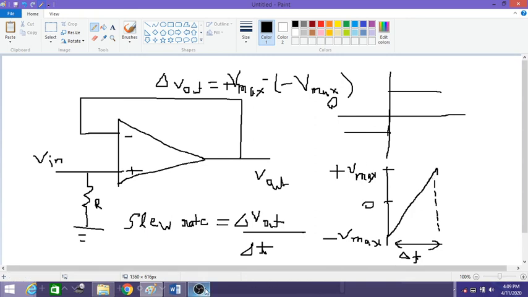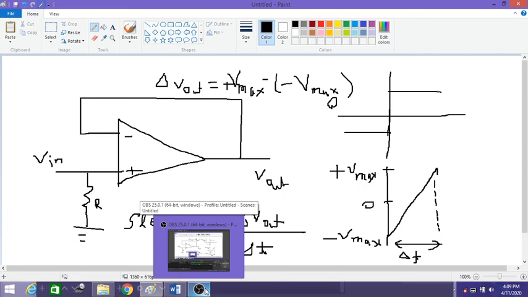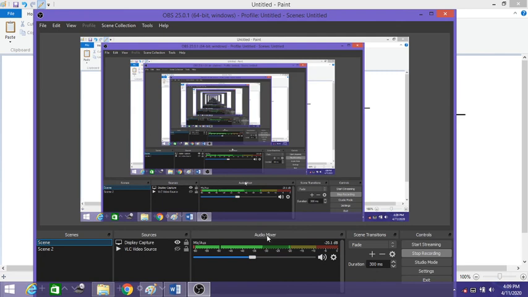Okay, so we are left with the remaining ideal characteristics of the op-amp. We will discuss this in the next tutorial, because it's 19 minutes now, and we will see a few examples in the next tutorial.